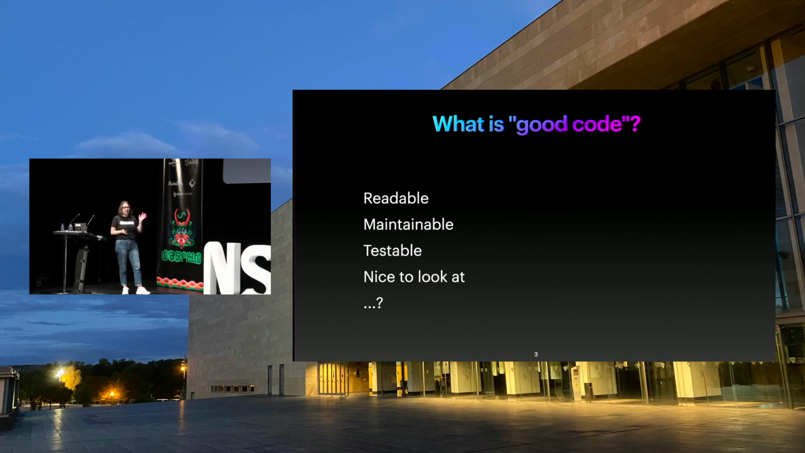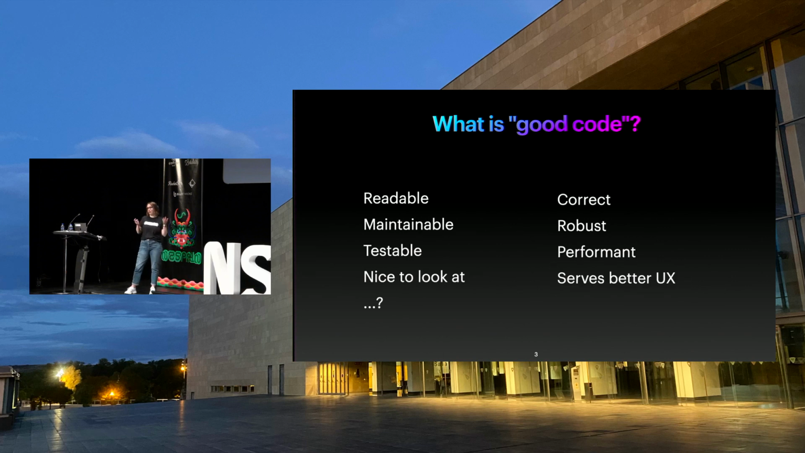And sometimes that's where this discussion ends. But I feel it's really important to talk about the fact that good code is also correct, meaning that it does what it is intended to do. It's also robust, meaning that when we change it, either because we're refactoring or because we're adding new features, that code doesn't break and still keeps doing what it was intended to do in the first place. And then good code should be performant and serve better UX. For example, have accessibility built in, and that's what we get with SwiftUI.